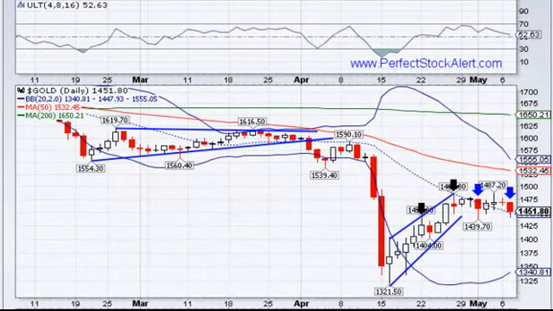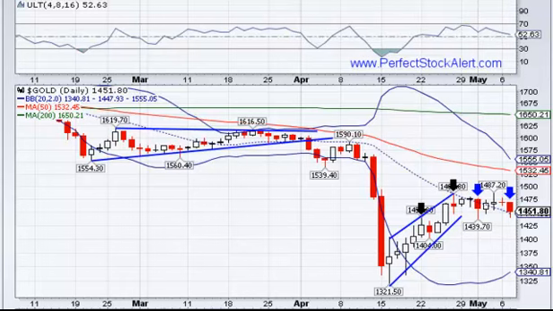Today is Tuesday, May the 7th, 2013. We'll be looking at gold today, silver, as well as a few other various charts, Toronto Stock Exchange, and a couple of U.S. markets as well.